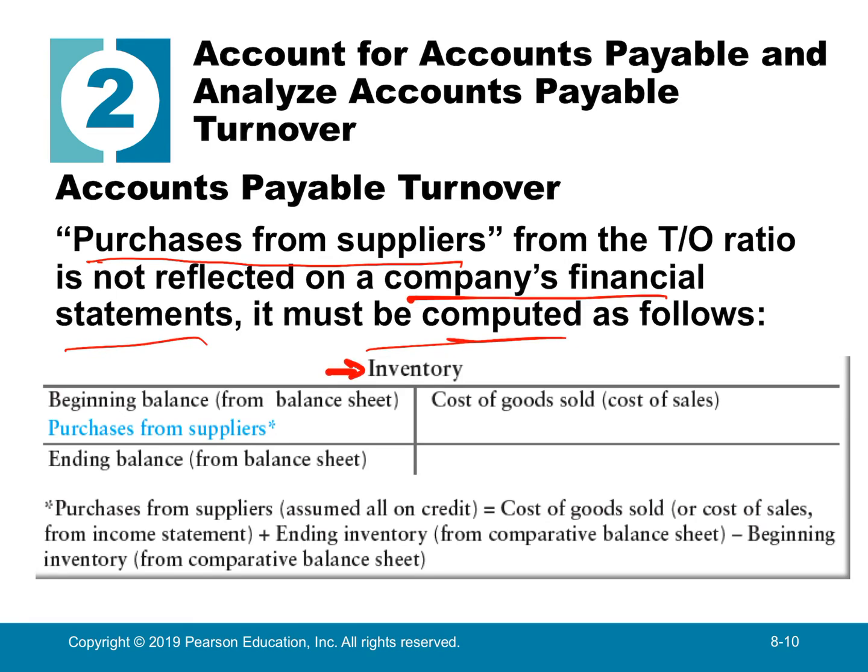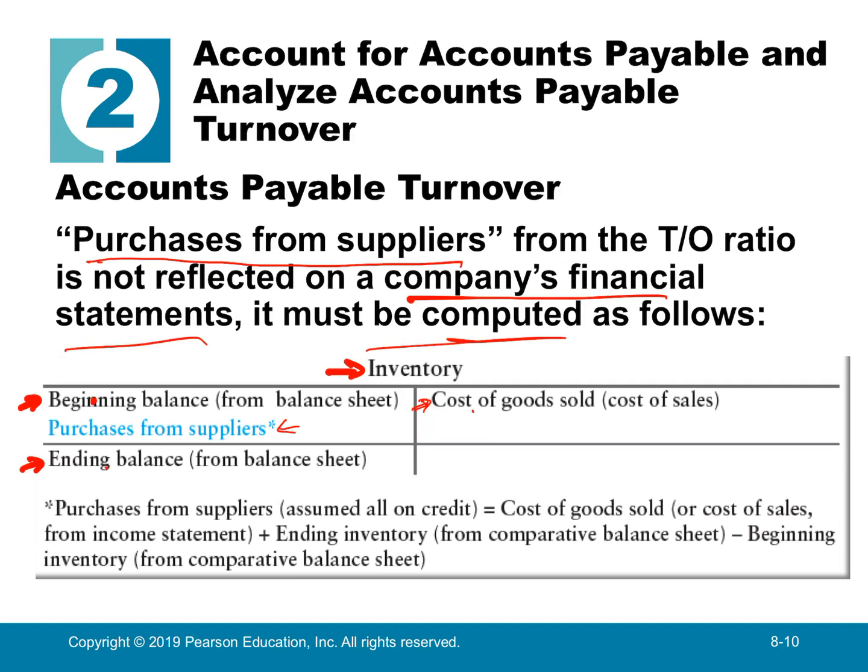You're going to look in your inventory T account. Your inventory is going to have a beginning balance and an ending balance. If you remember back from our inventory accounting chapter, on the credit side, inventory gets decreased when you have cost of goods sold. This is an expense. You debit cost of goods sold, you credit inventory. So the amount of cost of goods sold is the same amount that inventory decreases by. The difference to get from beginning to ending, and you have cost of goods sold, the difference is going to be your purchases from suppliers, okay?